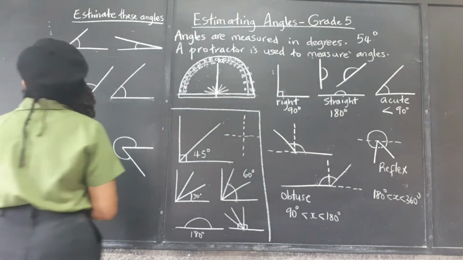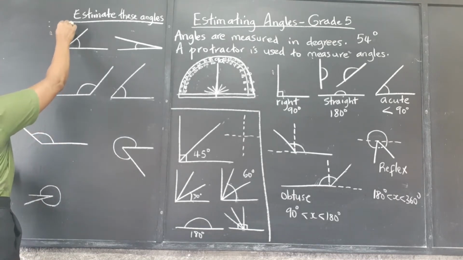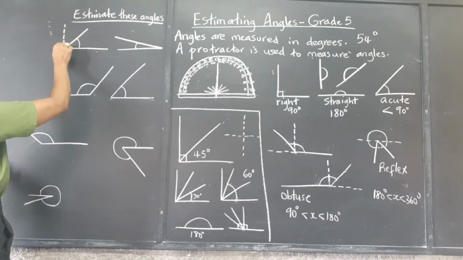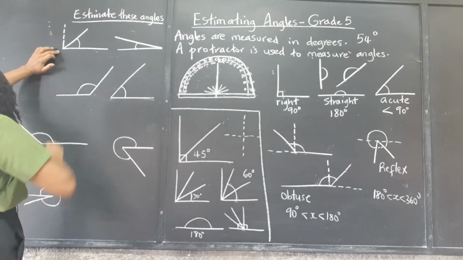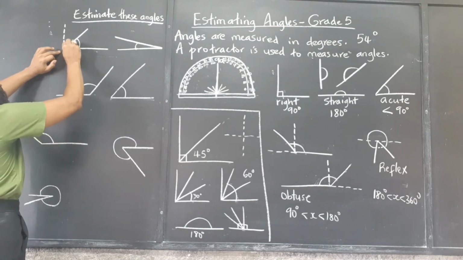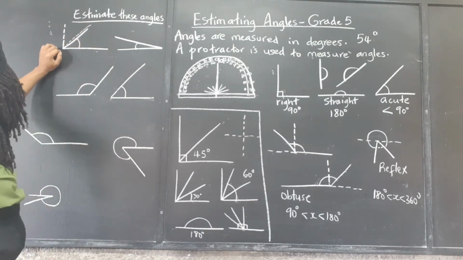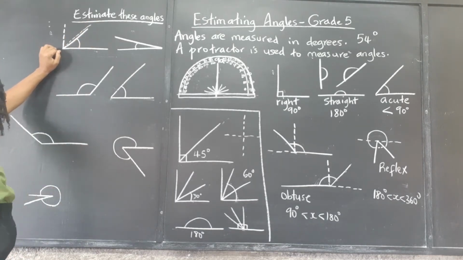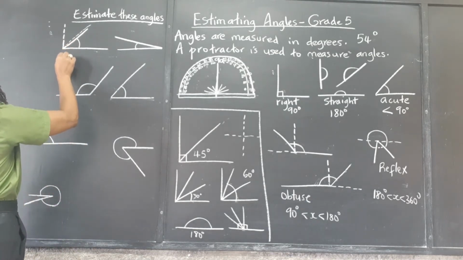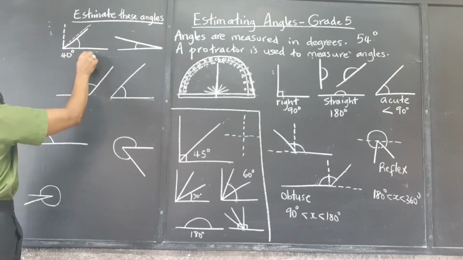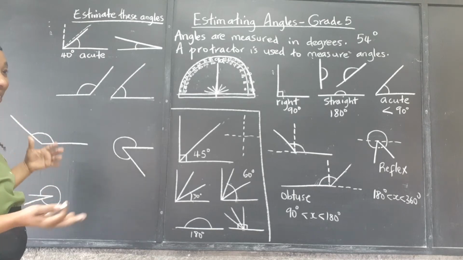Alright, so for this angle, it's turned to the right. We know that the 90 degrees would have gone straight down there. Okay, and I think halfway would have been about there. So it's not quite 45 degrees. It's a little less than 45 degrees. So I'm going to estimate it at about 40 degrees, and I'm going to say it's an acute angle. Alright, it's acute, less than 90 degrees.